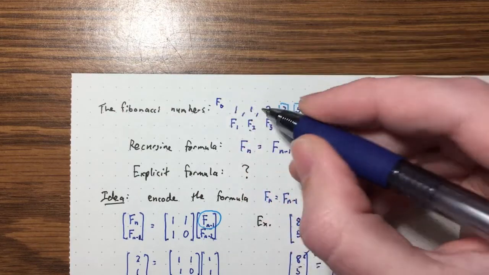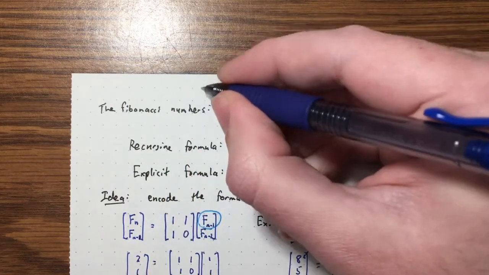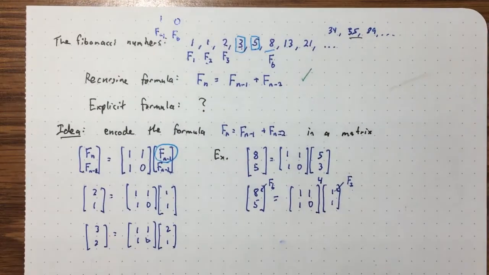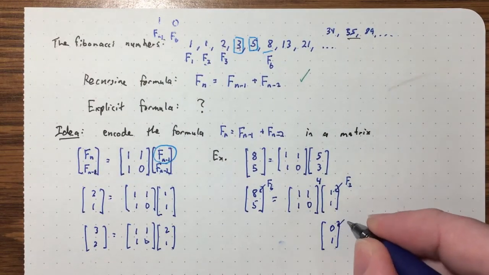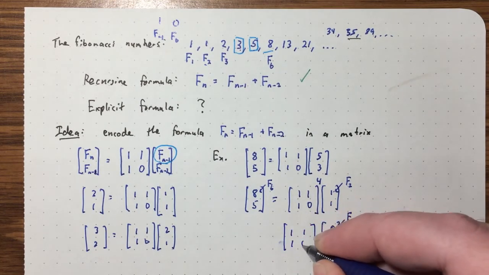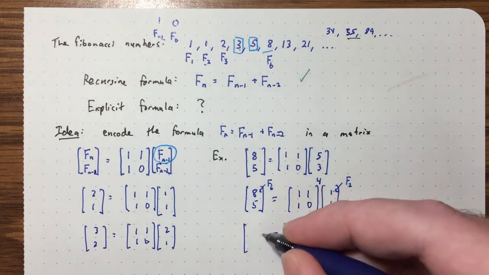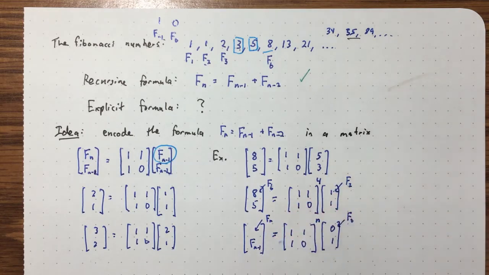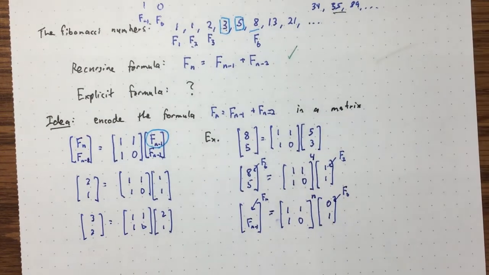So F0, what should that be? That should be 0, since 0 plus 1 is 1. And then what plus 0 is 1? 1. So I'll call that F negative 1. Okay, so if I start with that 0, 1, so that's F0, and then I multiply this by the matrix 1, 1, 1, 0 to the nth power, what I should get is Fn up here, and then Fn minus 1 down here.